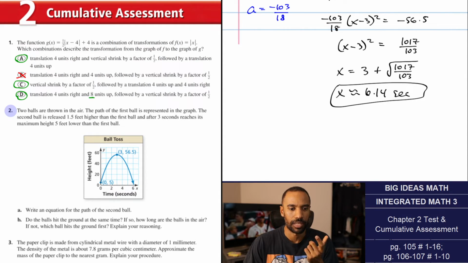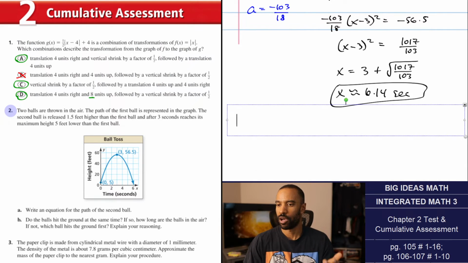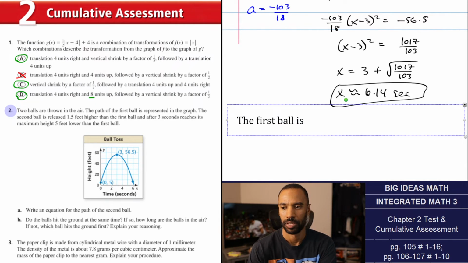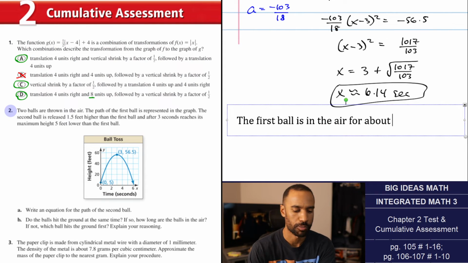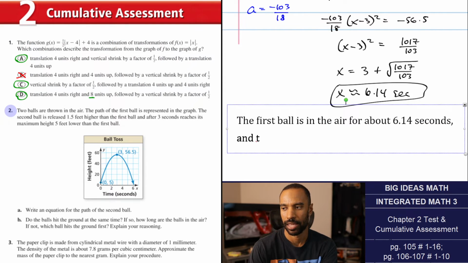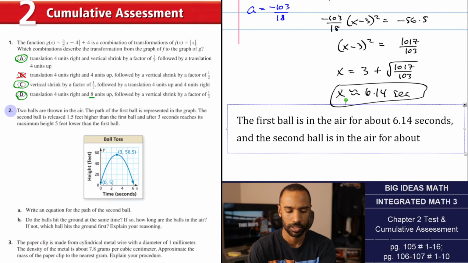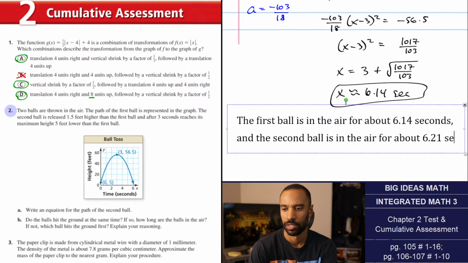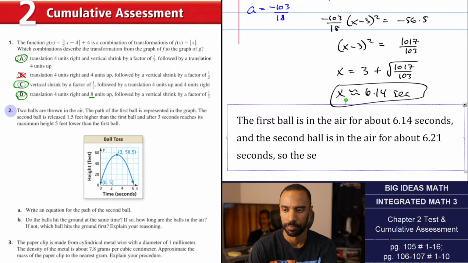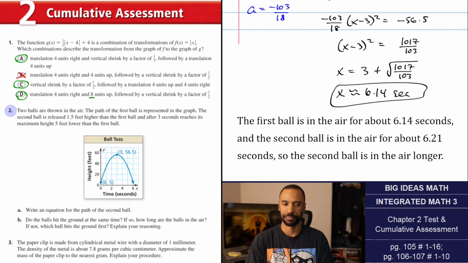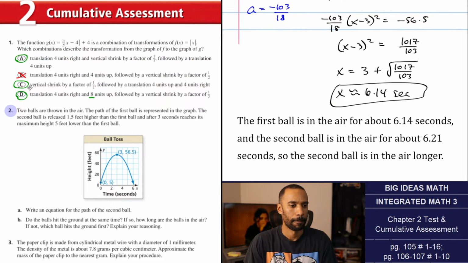Okay, so is that all they asked? They said which one's in the air longer? Do the balls hit the ground at the same time? How long are the balls in the air? All right. The first ball is in the air for about 6.14 seconds. And the second ball is in the air for about 6.21 seconds. So the second ball is in the air longer. All right. Let's keep going forward.